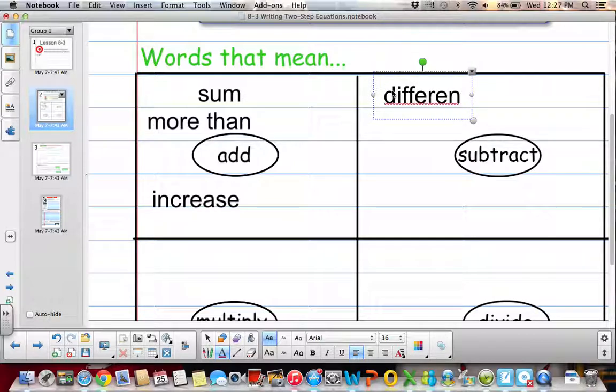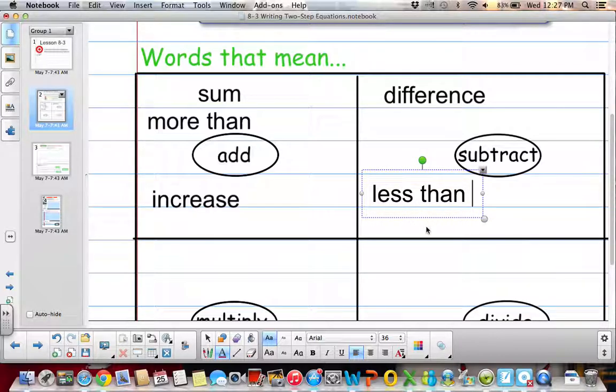Subtraction, we know that if we see the word difference, then that means subtraction. Less than, decrease. I'm trying to think of more words.